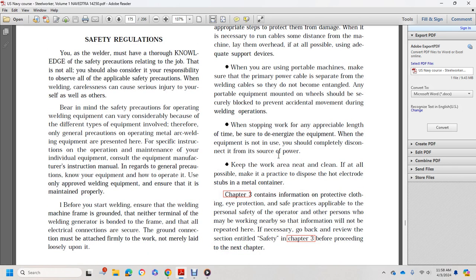When stopping work for an appreciable length of time, be sure to de-energize the equipment, and when the equipment is not in use, you should completely disconnect it from the source of power. Keep the working area neat and clean. If at all possible, make it practical to dispose of hot electrode stubs in a metal container.